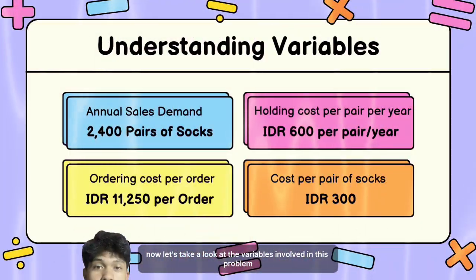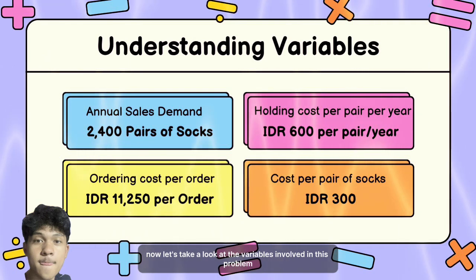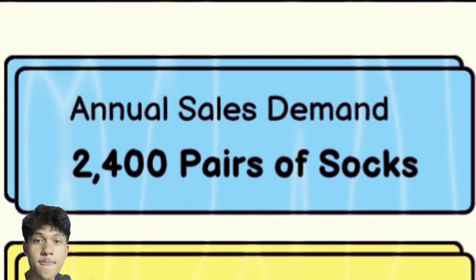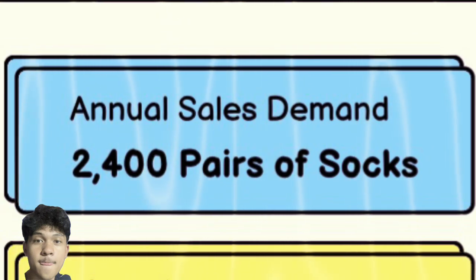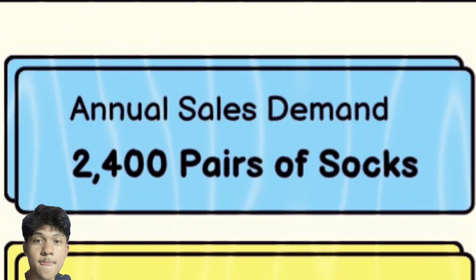Now let's take a look at the variables involved in this problem. The first one is annual demand. Sehat Raga sells 2,400 pairs of socks every year. This is the total number of units we need to manage in terms of ordering and storing.